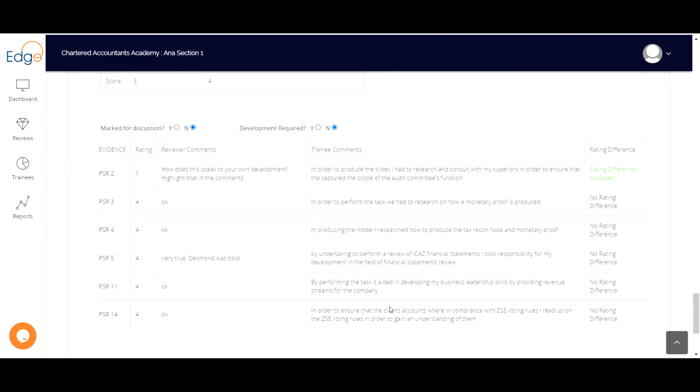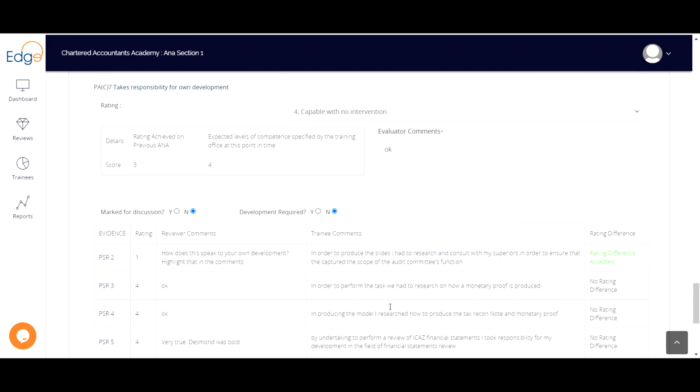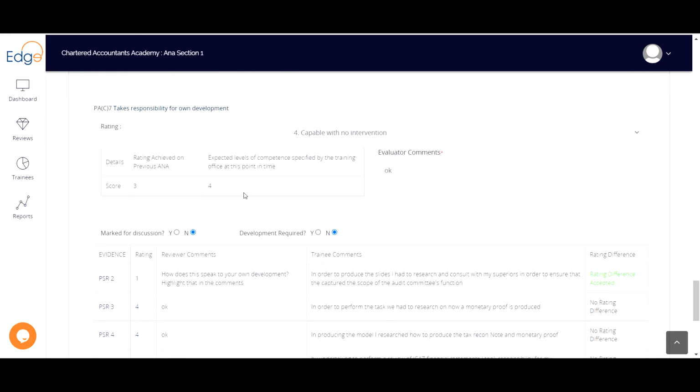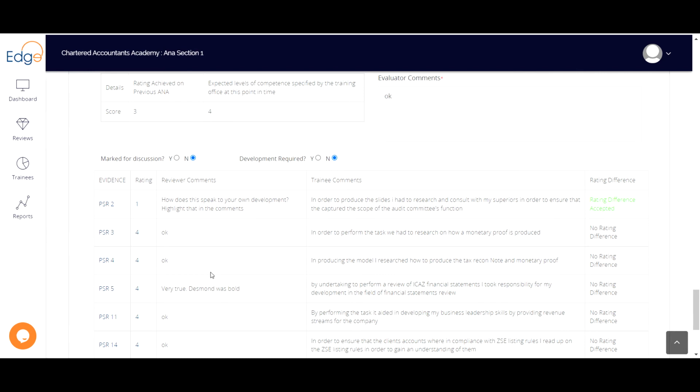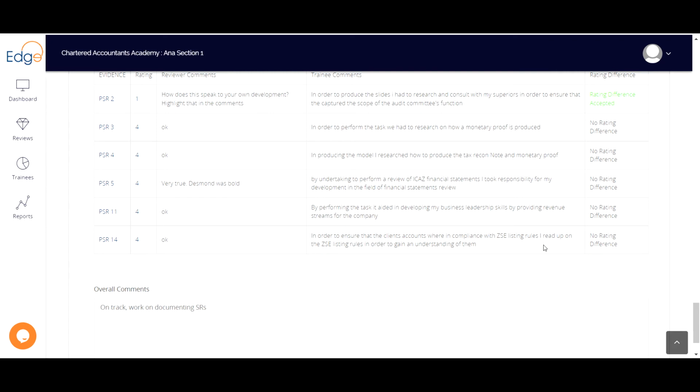And when you're done, right, you click on submit, and on DMPOS 7, you can see for PSR 2, the reviewer gave them a rating of 1, and then the comments here, meaning to say this does not speak to the development of the trainee, right? And then these are the comments or the evidence that had been raised by the trainee, and then the trainee chose to accept the rating difference, right? As you can see, rating difference accepted.